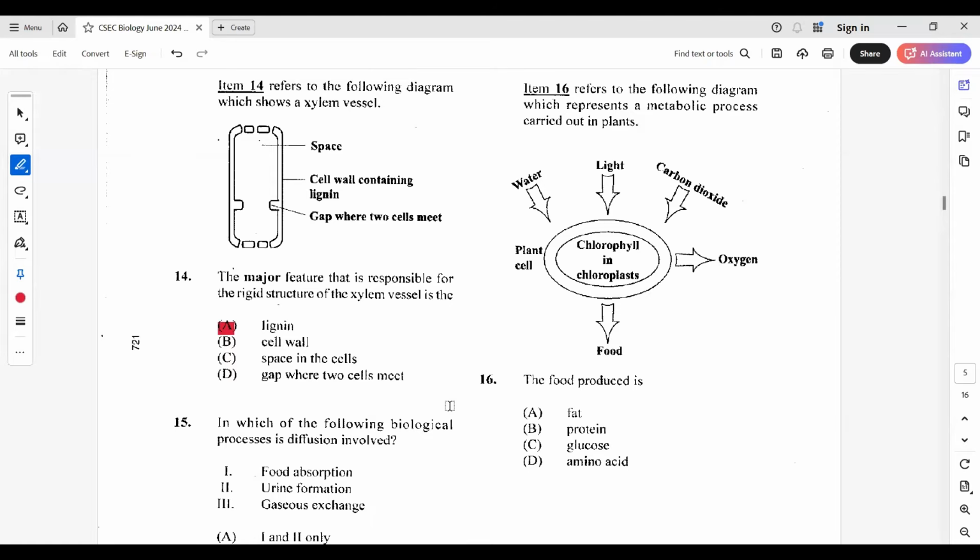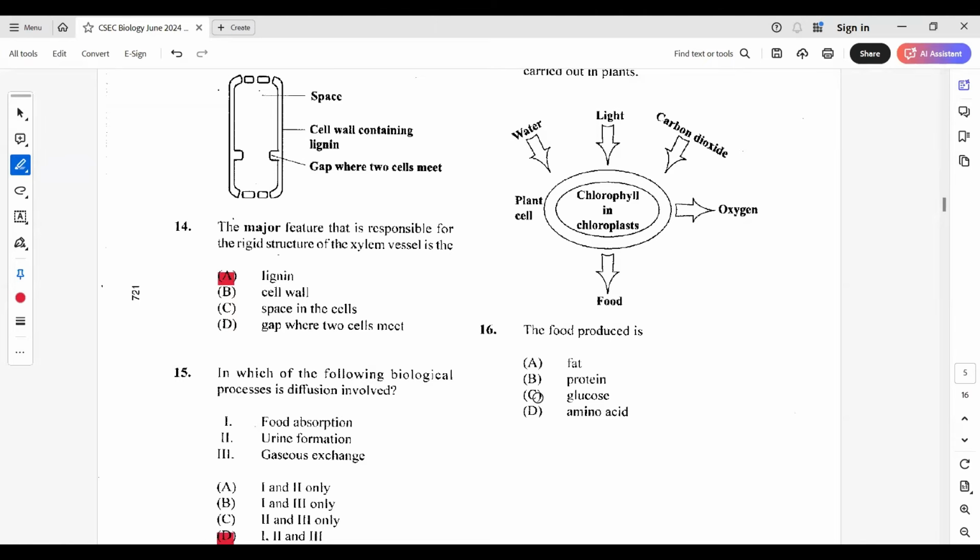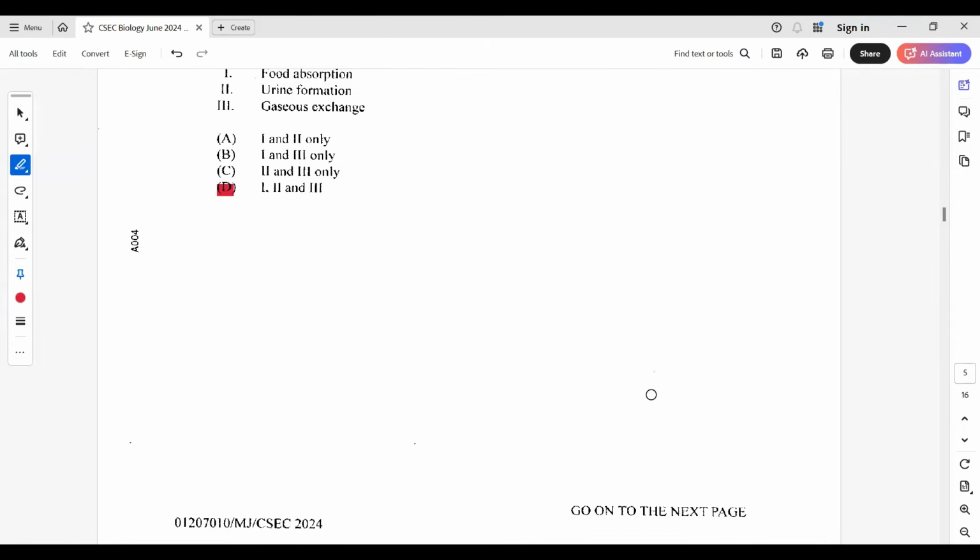Question 16 refers to the following diagram, which represents a metabolic process carried out in plants. And anyone seeing this should be able to recognize that this is photosynthesis. Oxygen given off, the food being produced. They ask you what food is produced, and you know that as glucose. Question 16 is C.